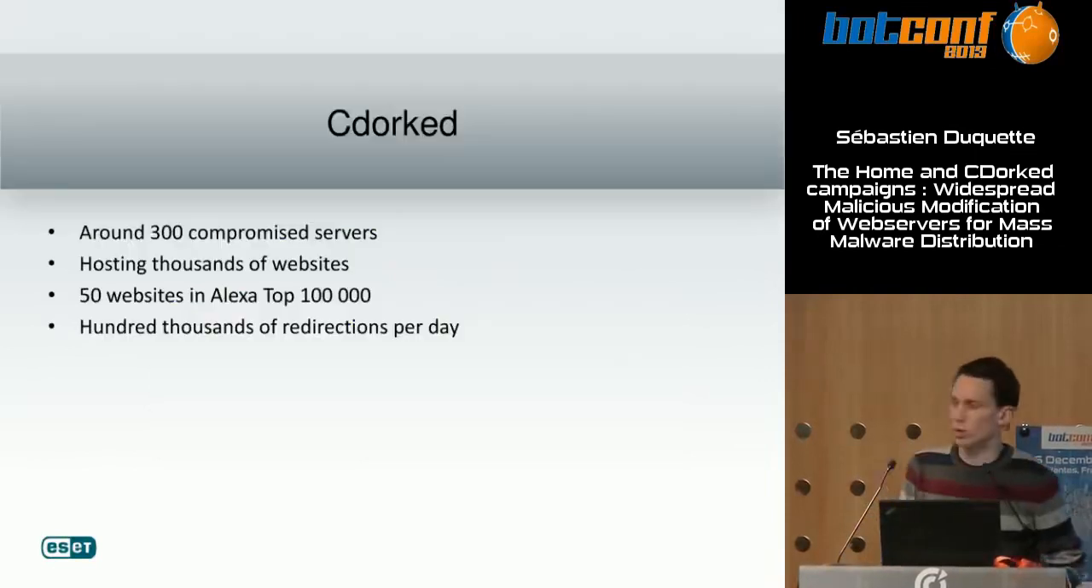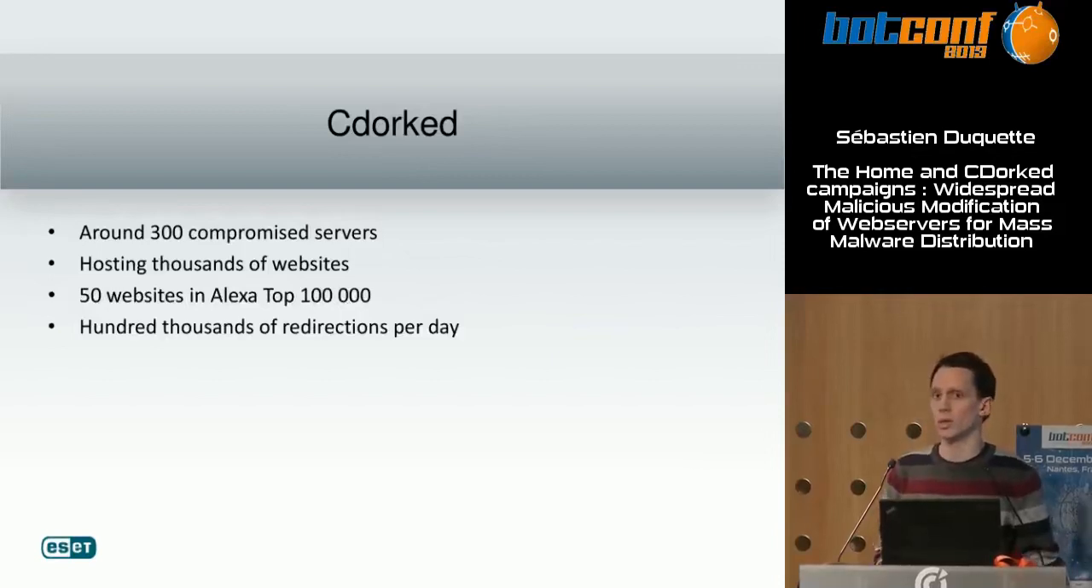Again, the number of servers was in the couple hundreds, and that stayed pretty stable during the year. As servers were being cleaned, they would add new ones. Together, those servers were hosting thousands of websites, because a lot of those servers were hosting tens or even hundreds of websites. In those websites, there were 50 in the Alexa top 100,000, which get a lot of traffic, and one of them was at some point during the year in the top 1,000. So this one was probably getting a lot of traffic, and we're talking about hundreds of thousands of redirections per day.